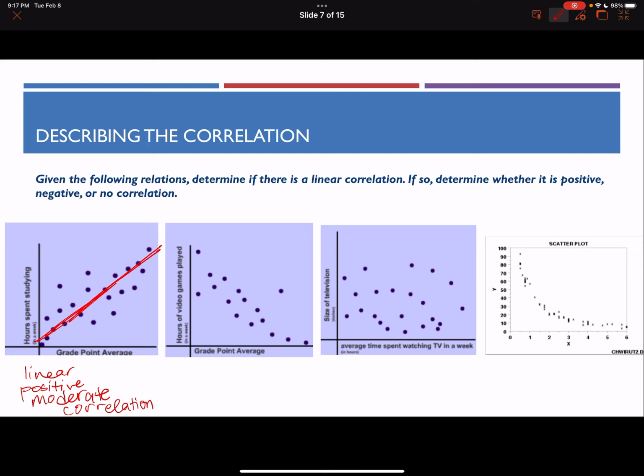And then if I look at the second one, the pattern goes like this, and then it starts to curve at the end. So this probably is nonlinear, but it still has a negative slope to it. From left to right, it's going down. And I would say it's a pretty strong correlation.